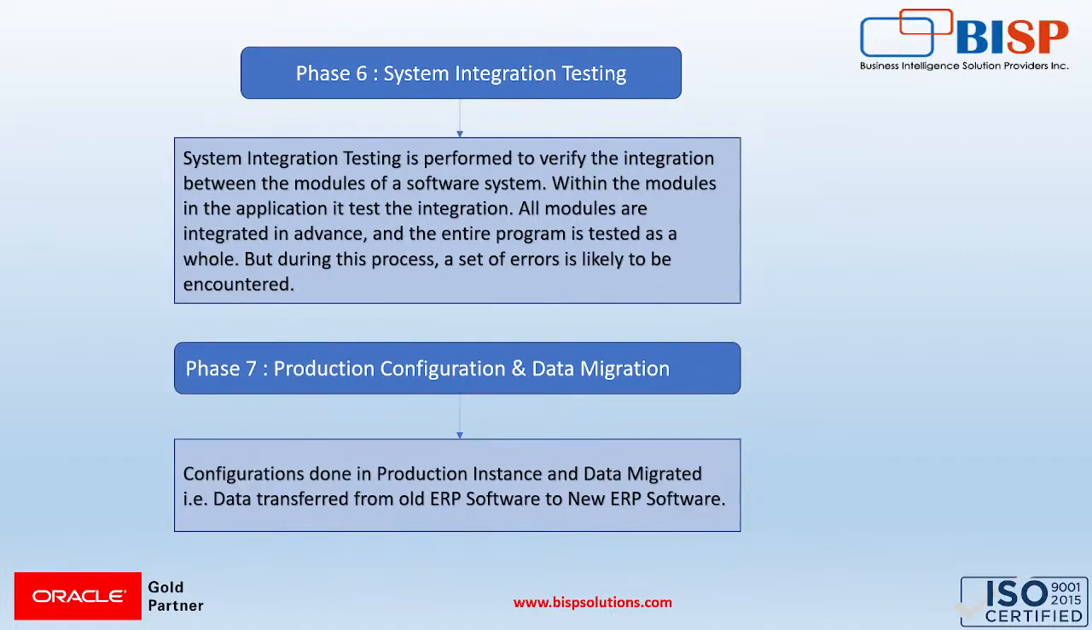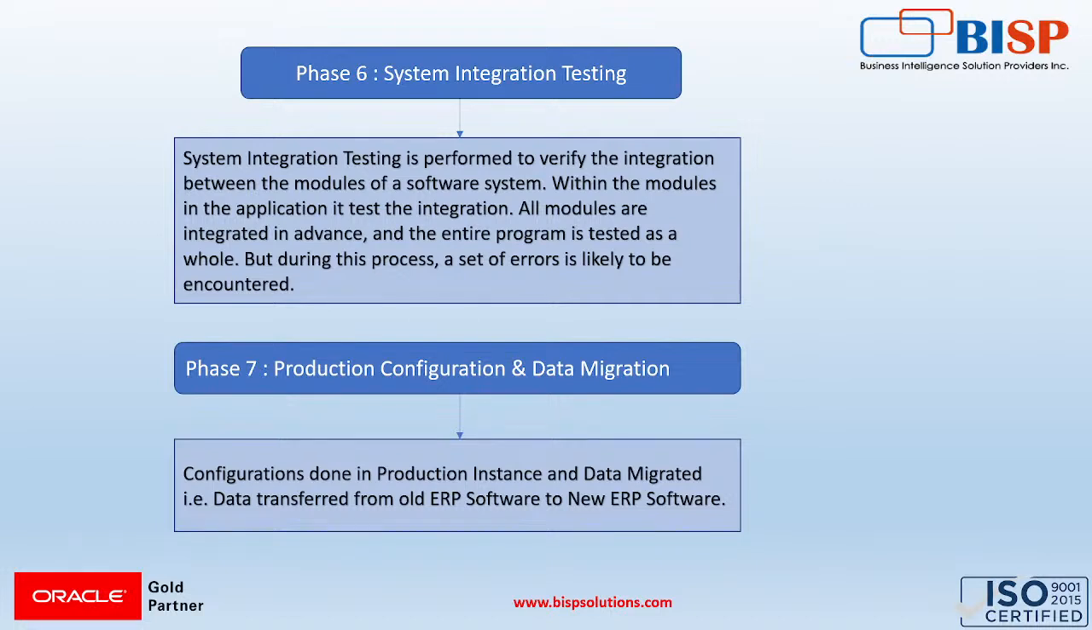So now the sixth phase is the system integration testing. After the UAT has been successfully done, the system integration testing comes to verify the integration models. And here comes the integration part, where we have implemented first and now we are going to integrate the modules of a software system. Here first we have to integrate something, then it will be tested as a whole. All during this process, issues are likely to be encountered.